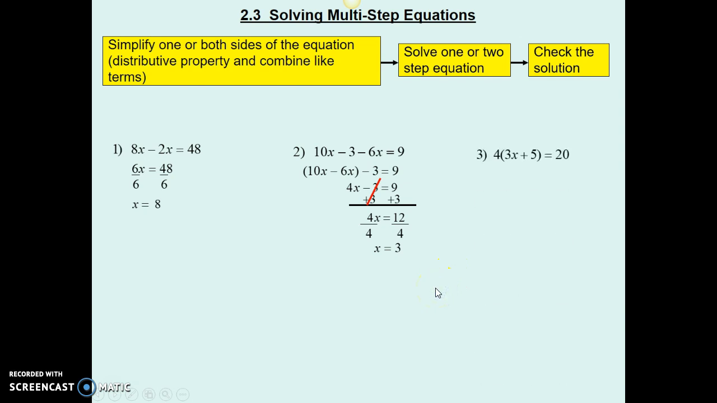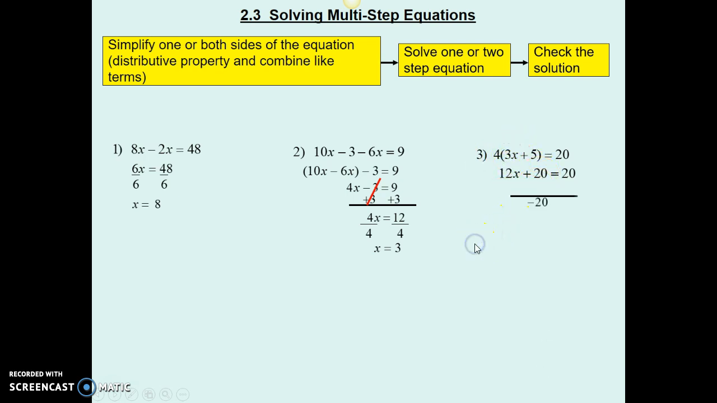And moving on to number 3, I see I have a set of parentheses here. Well, our order of operations would tell us to do the parentheses first, except I cannot add these two terms because they're not alike. So I'm going to perform the distributive property first. So I get 12x plus 20. 4 times 3 is 12. 4 times 5 is 20.